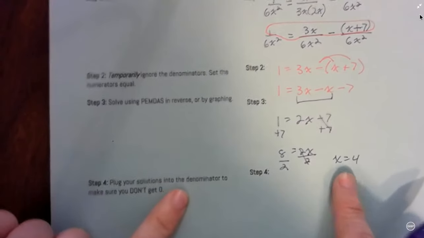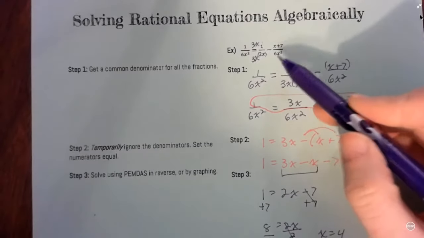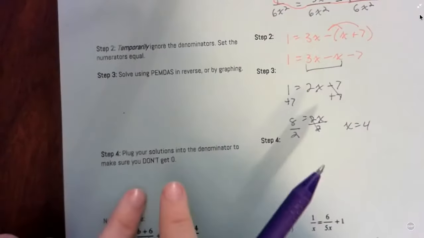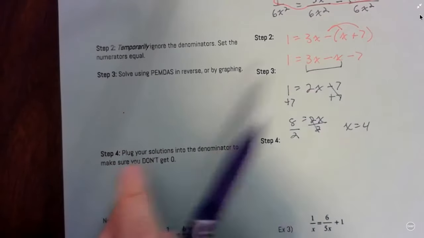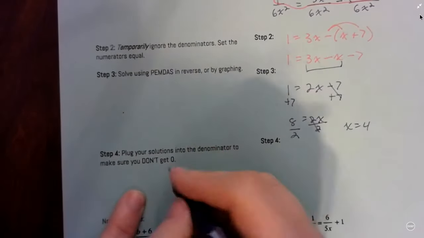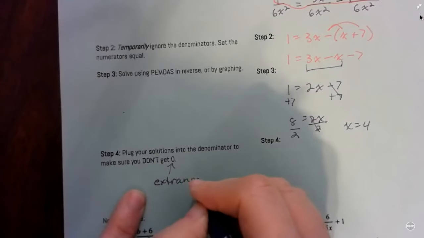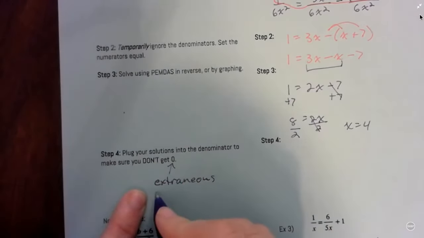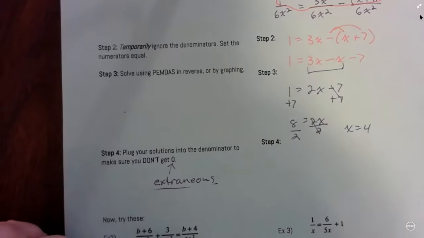Now, remember with a rational function, we've got these denominators that have x's in them, and denominators can't be 0. So before you decide that's the answer, plug your solutions into the denominator to make sure you don't get 0. If you do, it is an extraneous solution, which you may remember from Unit 6 when we did square roots. If you do get 0, it's extraneous. So let's make sure it's not extraneous.